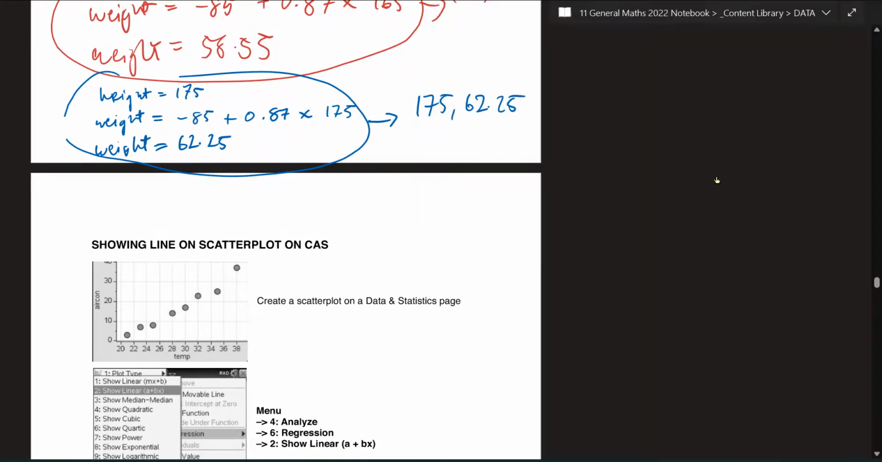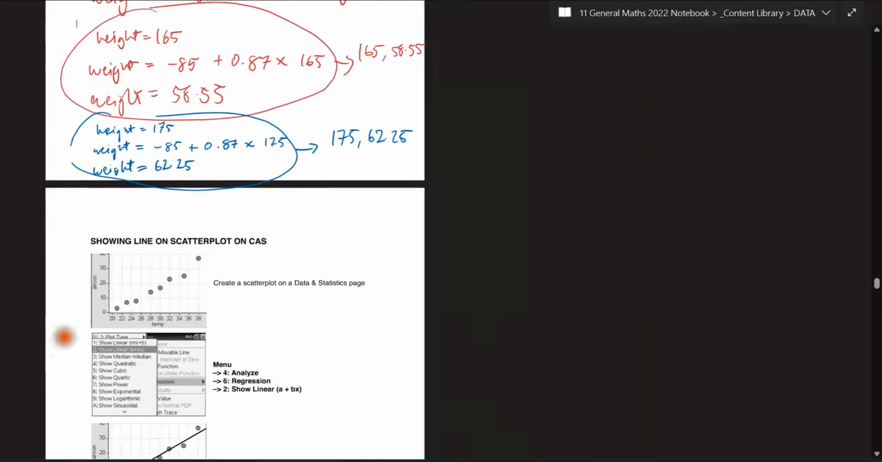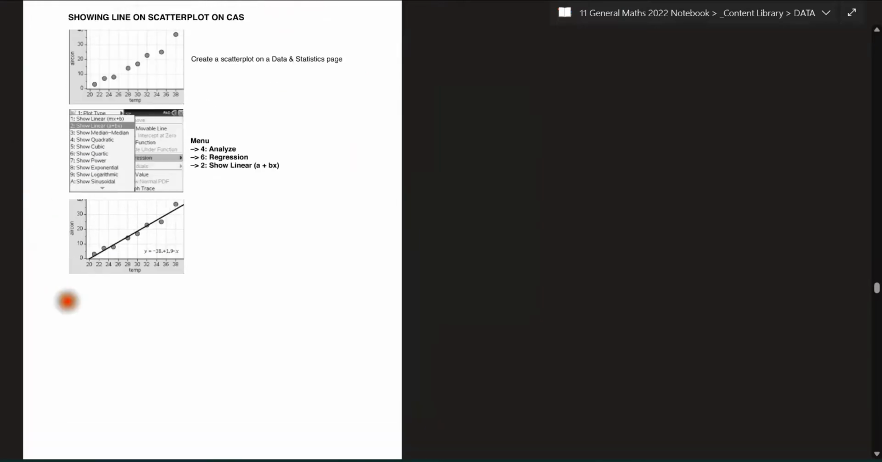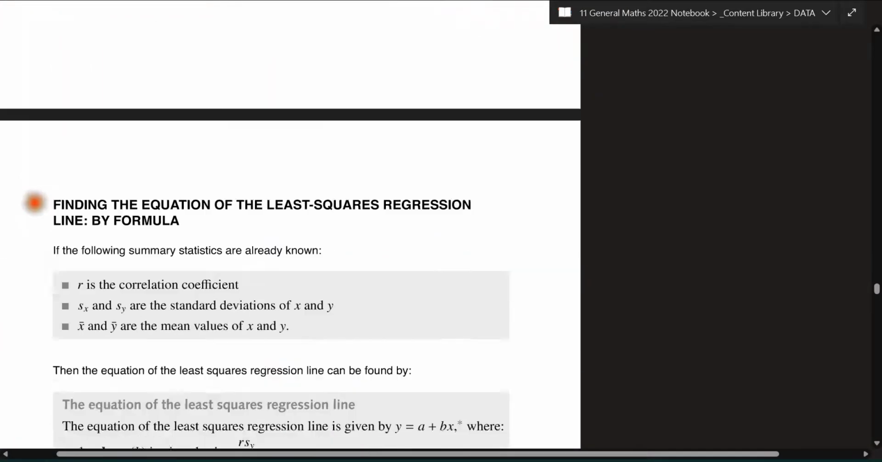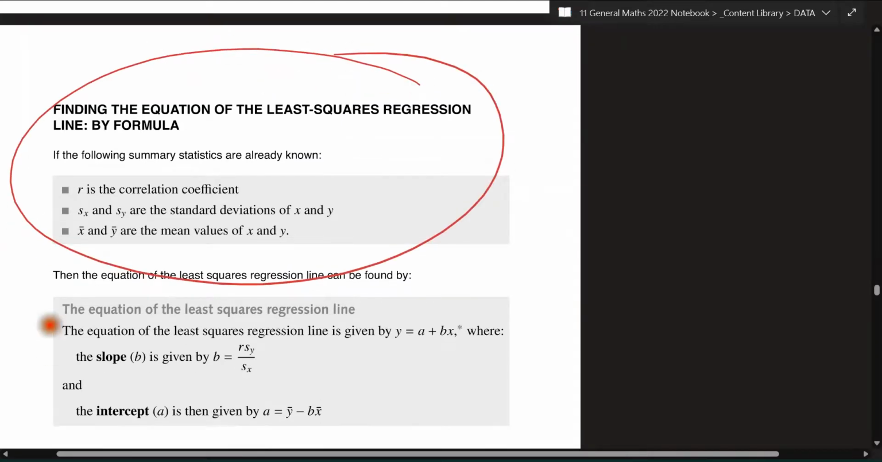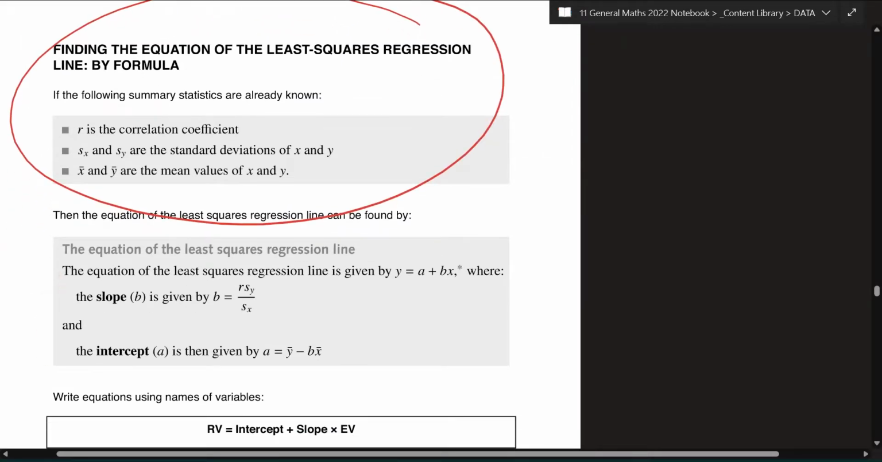Any questions, guys? No questions? All right. Now, on a scatter plot, I think I've already shown you how to do this, so that's pretty straightforward. We're going to skip this for now because it's not necessarily something you need to know in year 11, but you might be learning it in year 12.